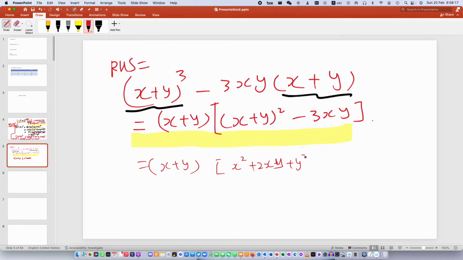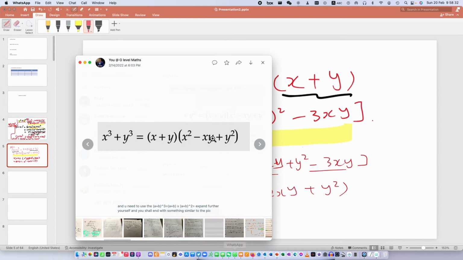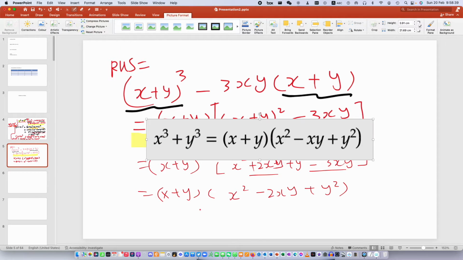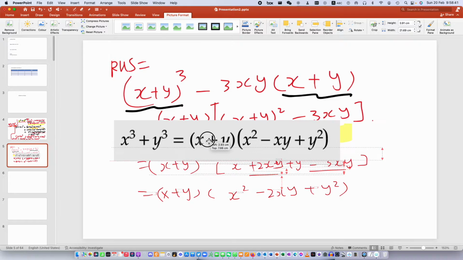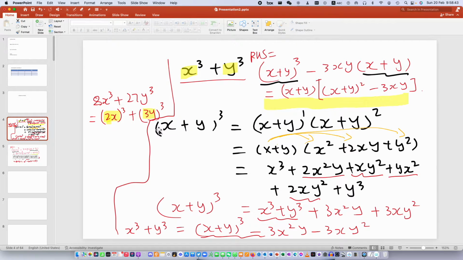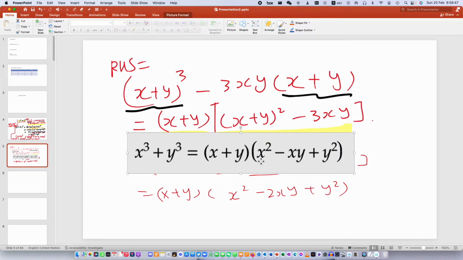Because that's the only way you can solve questions. So ultimately I can get it into minus 2xy plus y squared. Can you see that this is exactly the same? This is the formula. Are you clear? So basically what I have done here is to show you the proof of this one.